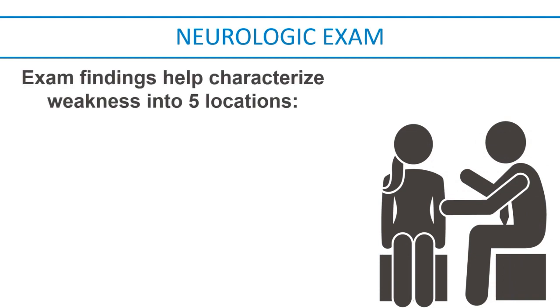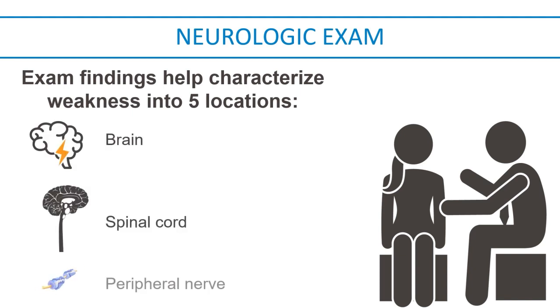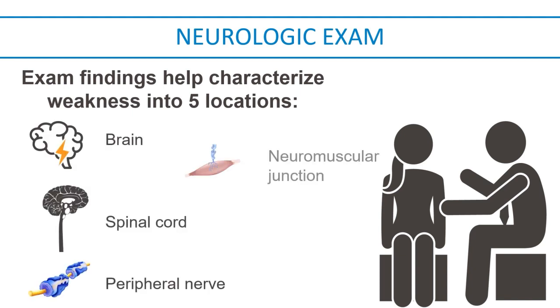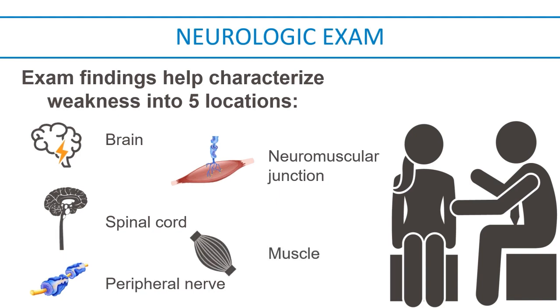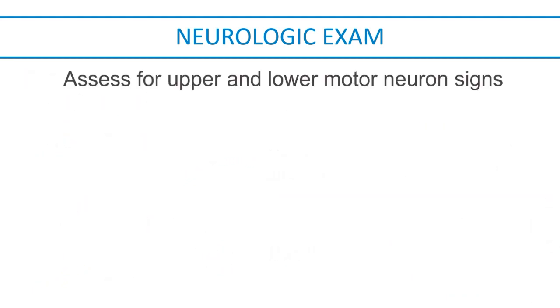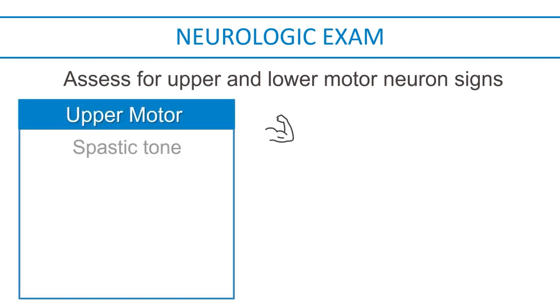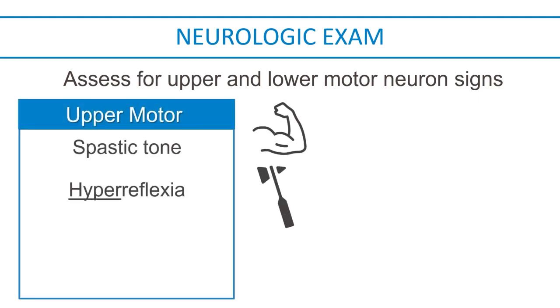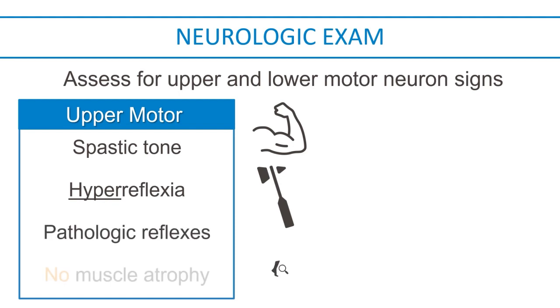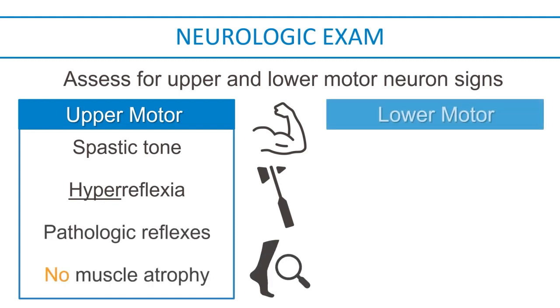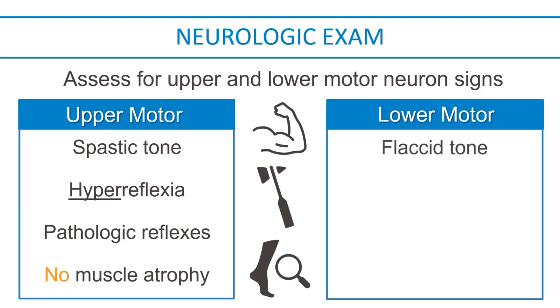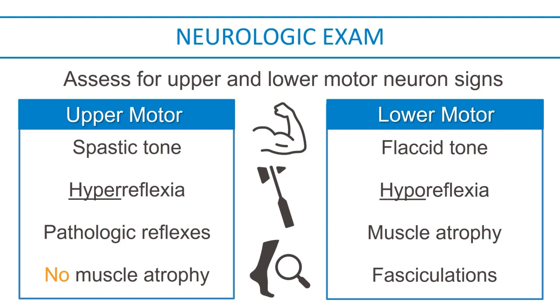Exam findings can help characterize weakness into one of 5 anatomical locations: brain, spinal cord, lower motor neuron and peripheral nerve, neuromuscular junction, and muscle. Be sure to assess for upper and lower motor neuron signs. Upper motor neuron problems typically have spasticity, hyperreflexia, pathologic reflexes, and no muscle atrophy. Lower motor neuron problems have flaccid tone, hyporeflexia, muscle atrophy, and fasciculations.